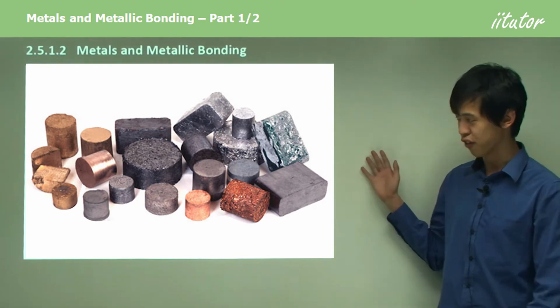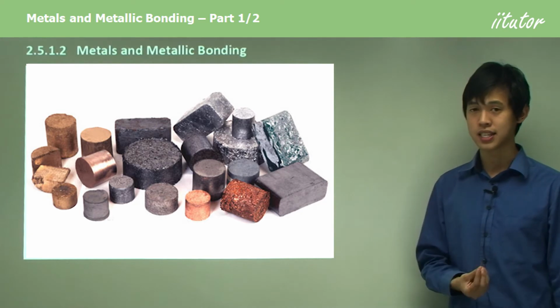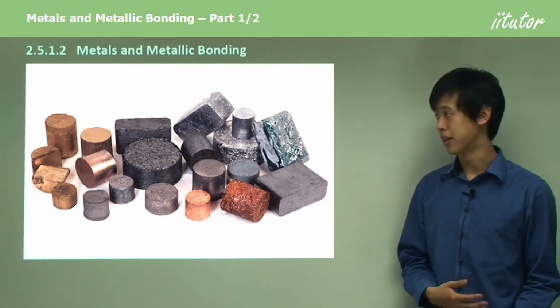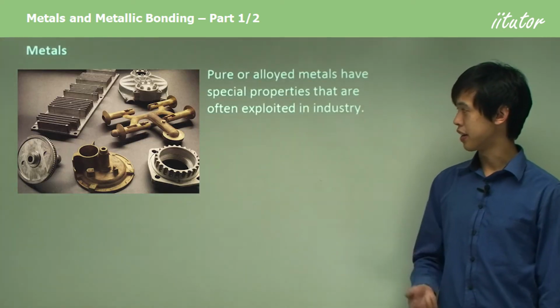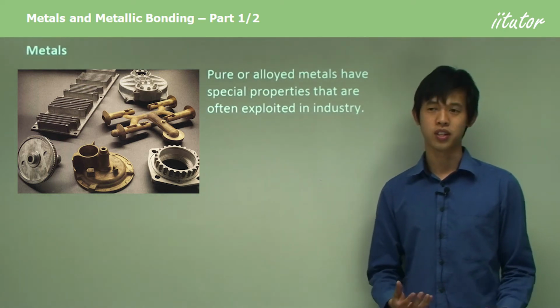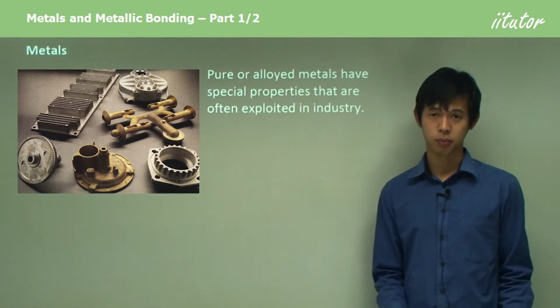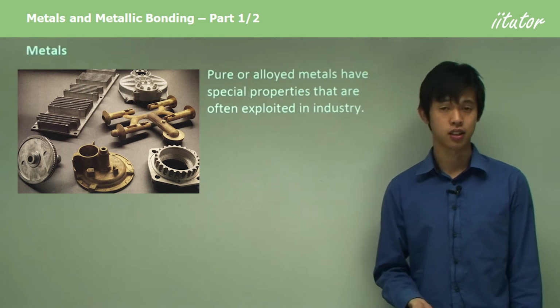And here we have a variety of metals. Hopefully you can recognize some of them. You can see that some of them are different, but these properties that we're going to talk about will all be the same among most of these metals. So metals. Pure and alloyed metals have special properties that are often exploited in industry. That's pretty obvious. We see metals used all the time. Cars, building structures, you name it, it's probably made out of metal. And the reason is they have special properties that allow us to do things.